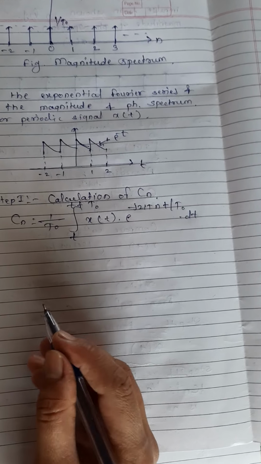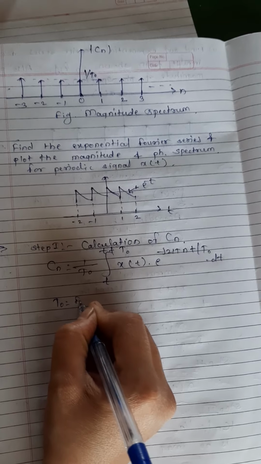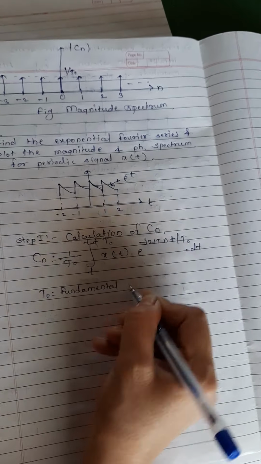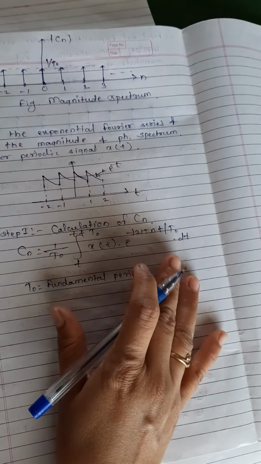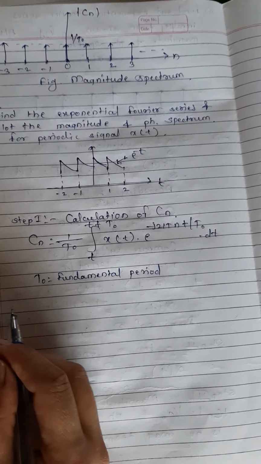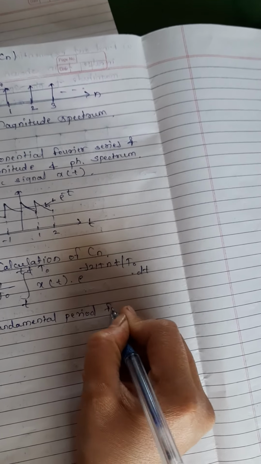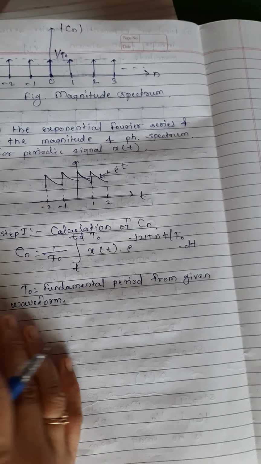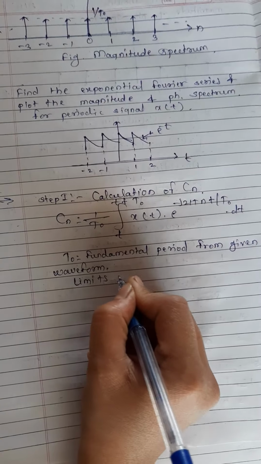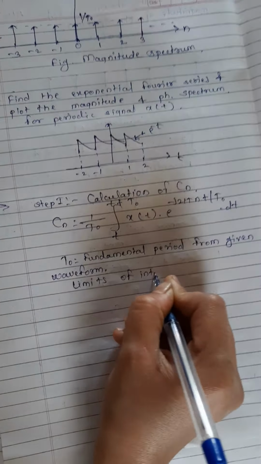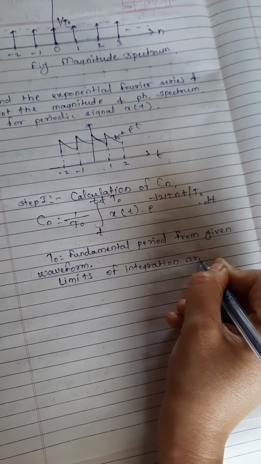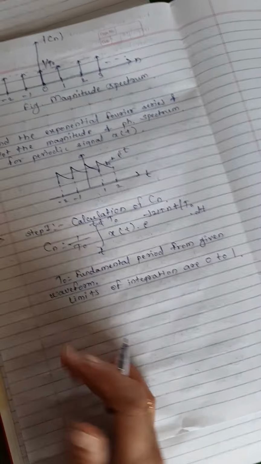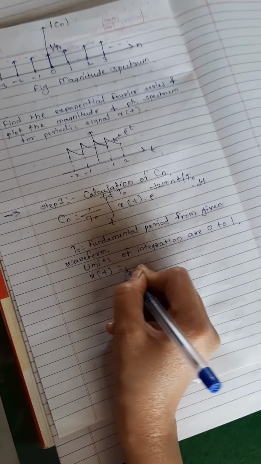So what is T0? T0 is the fundamental period, from the given waveform. The limits of integration are 0 to 1, and the value of the signal is e raised to minus t. So x of t is equal to e raised to minus t.